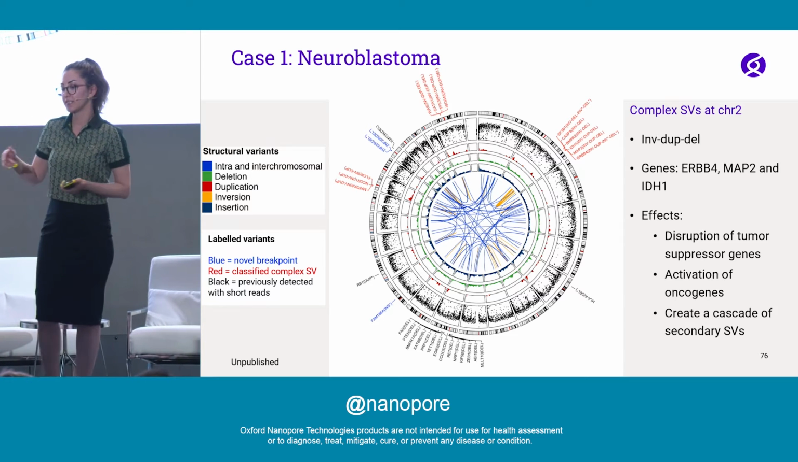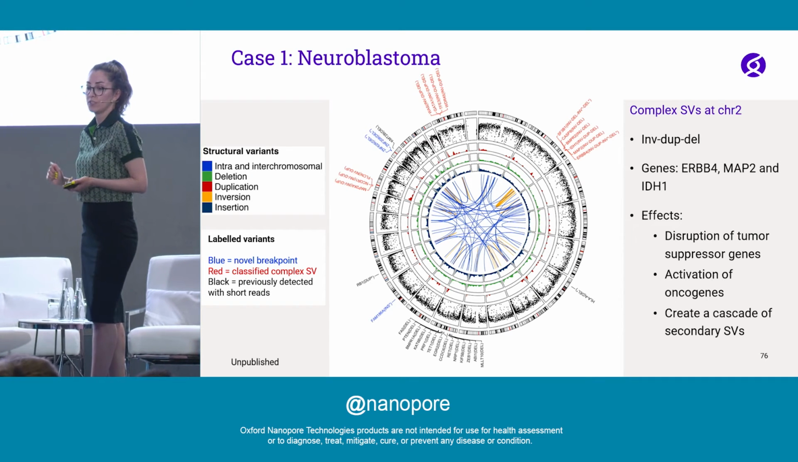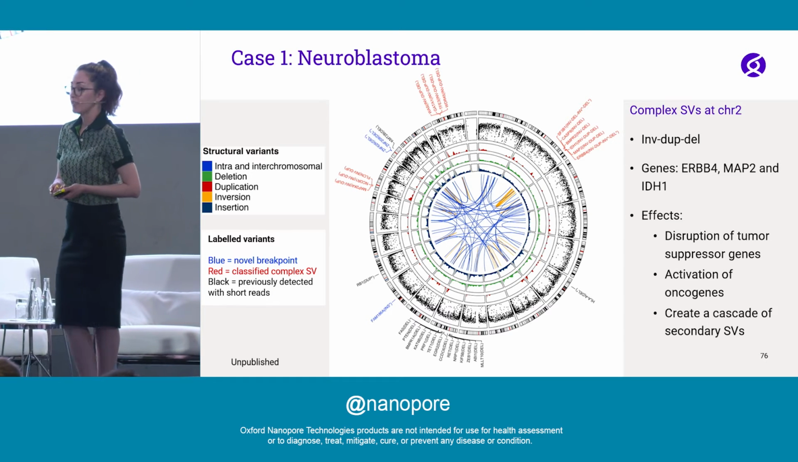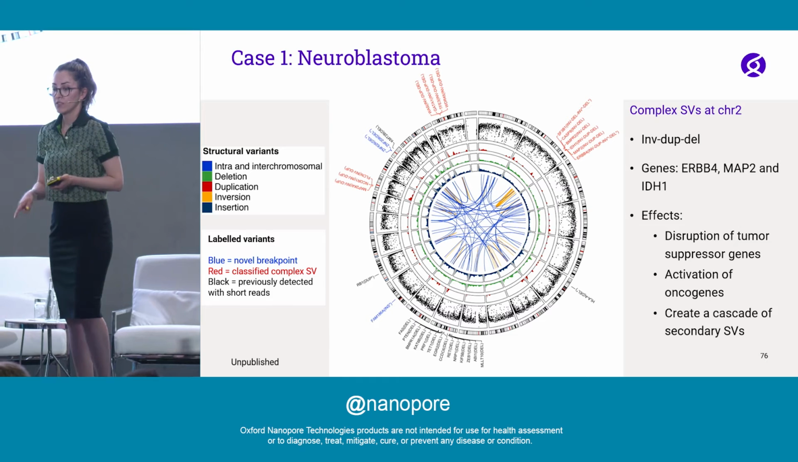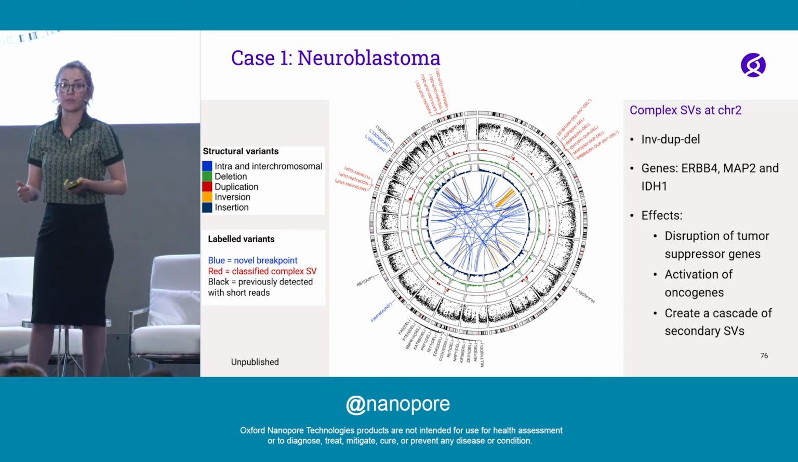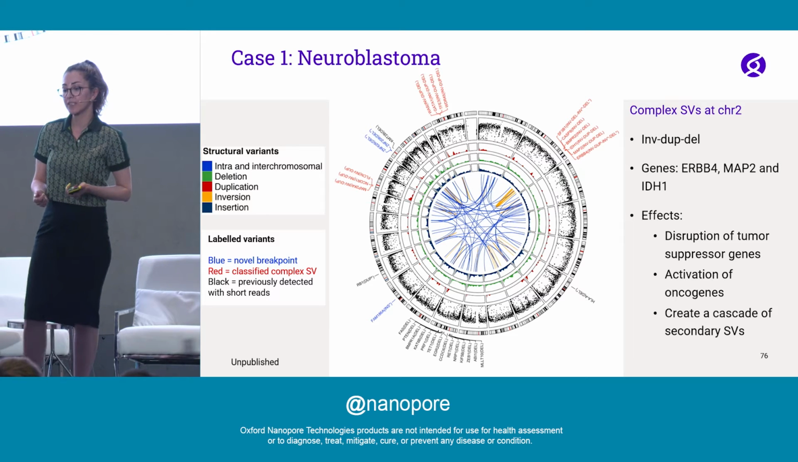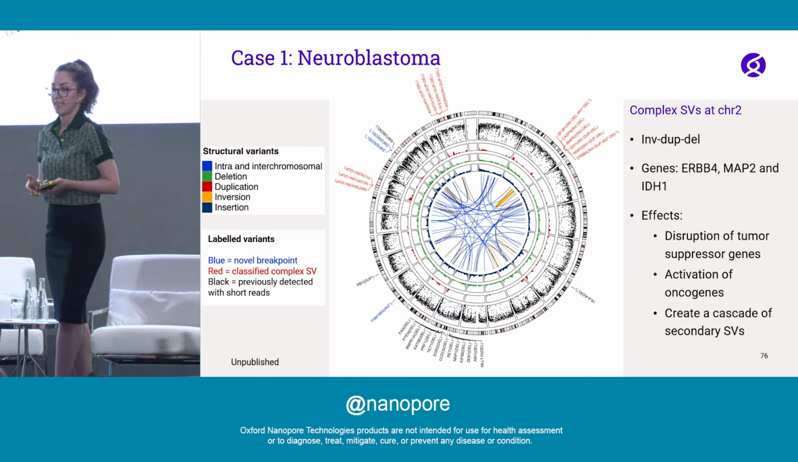And the labels, as you see, the blue are those which have novel breakpoints. We didn't have the evidence in the short-read sequencing. The red ones are those where we saw the evidence of the breakpoint, but unfortunately we couldn't classify them based on the short-read sequencing, and the black are ones we previously detected.